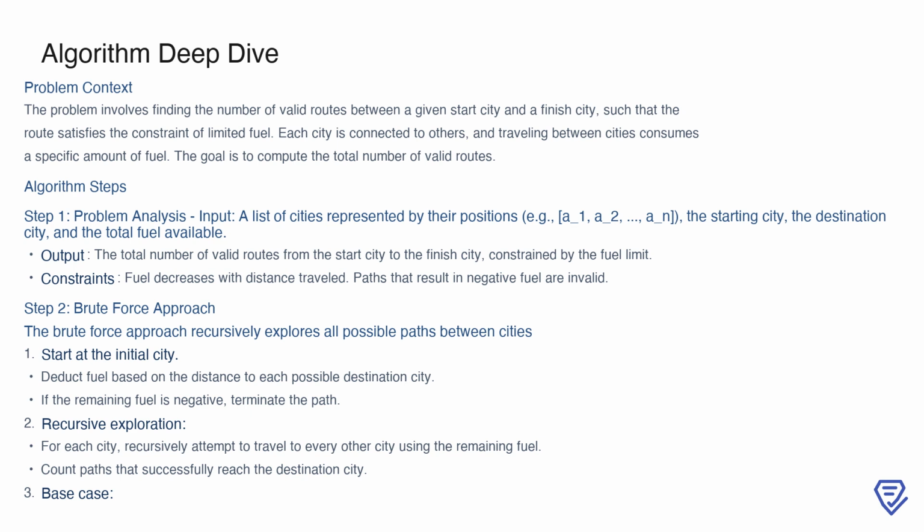We start at the initial city, deducting fuel based on the distance to each possible destination. If the remaining fuel becomes negative, the path is terminated. Otherwise, we recursively try all further transitions from the current city. The base case for this approach occurs when the remaining fuel is 0 or there are no valid transitions left to explore. However, this brute force solution quickly becomes inefficient for larger inputs due to exponential time complexity.